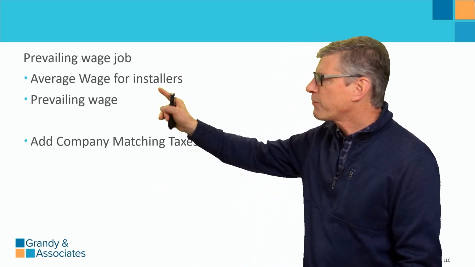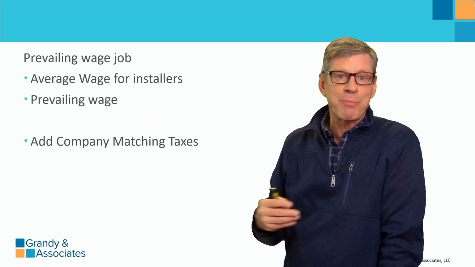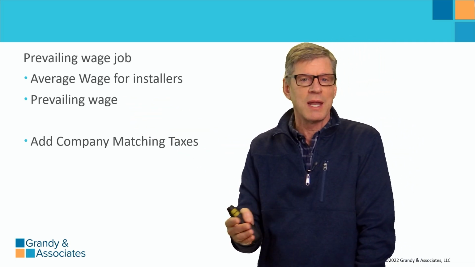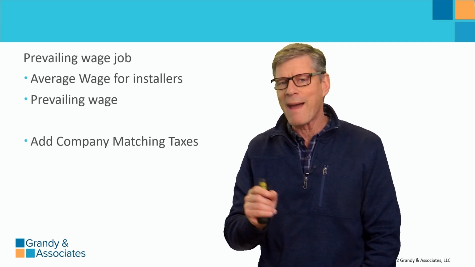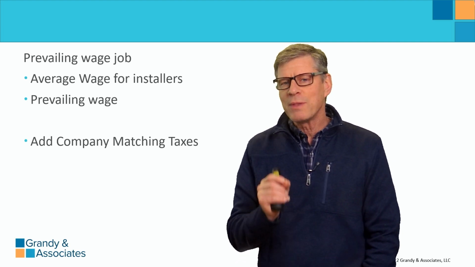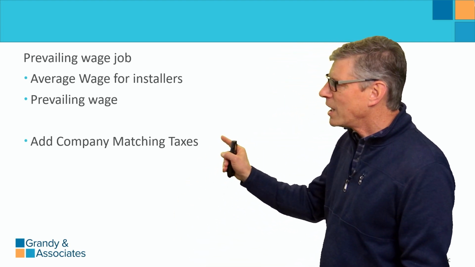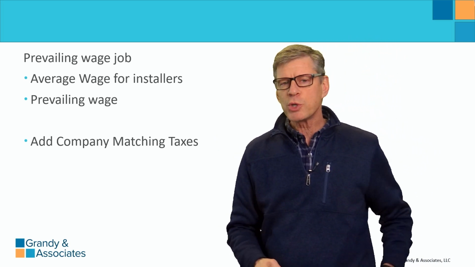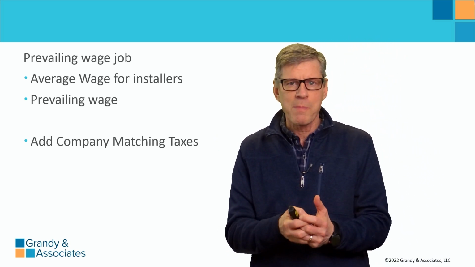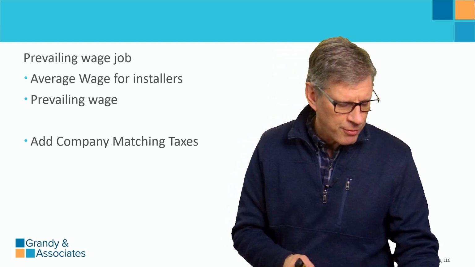The next piece of information that you need to have is, what is that prevailing wage? And again, that's going to be dictated by your state and the job that you're working on today. So you'll have that piece of information. And then the last bit of information that you need is the total of your company matching taxes. So let me show you first where to get this information out of the software itself.